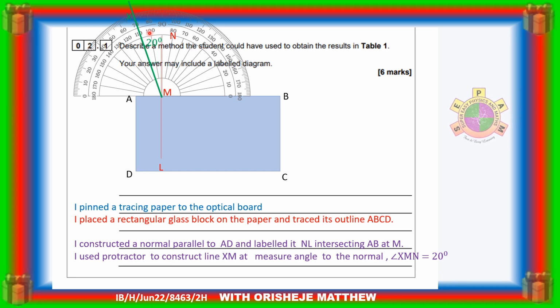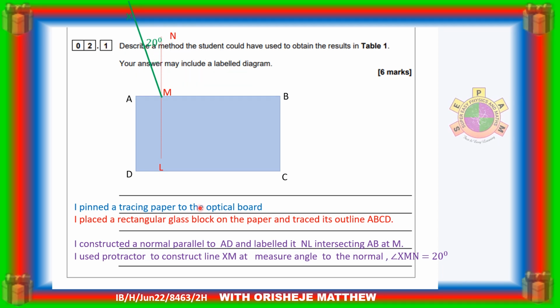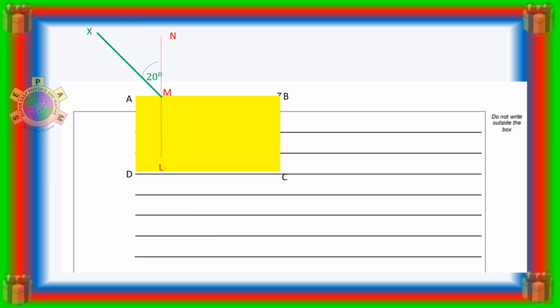So the next thing is that you will shine the ray of light along XM, and then the light passes through the block, experiences refraction, then emerges out on the side DC. Then you use optical pins to track the path of the line of emergence. So let's continue. After doing that, you remove the protractor. Then next, this is the line we've already constructed.